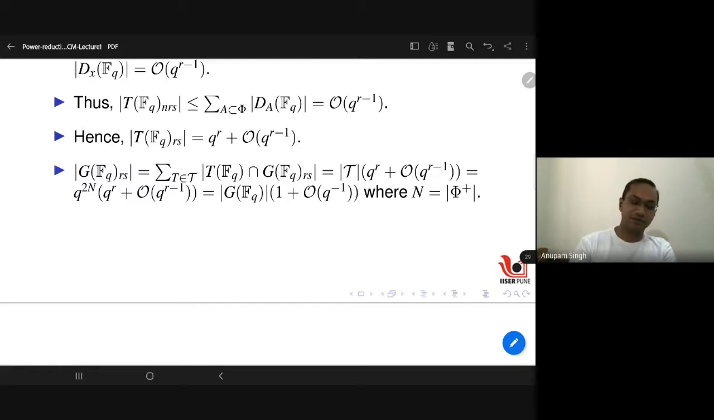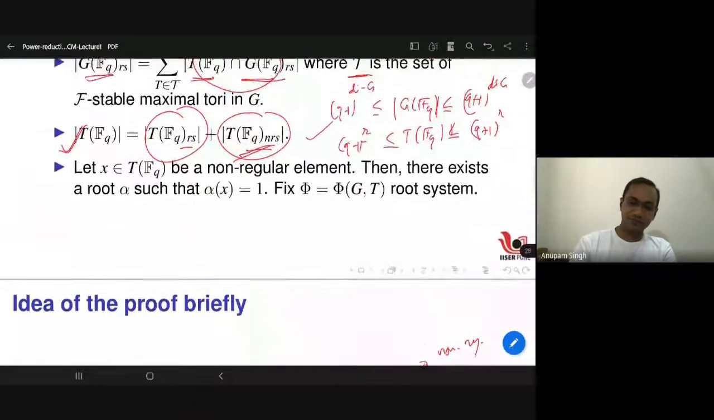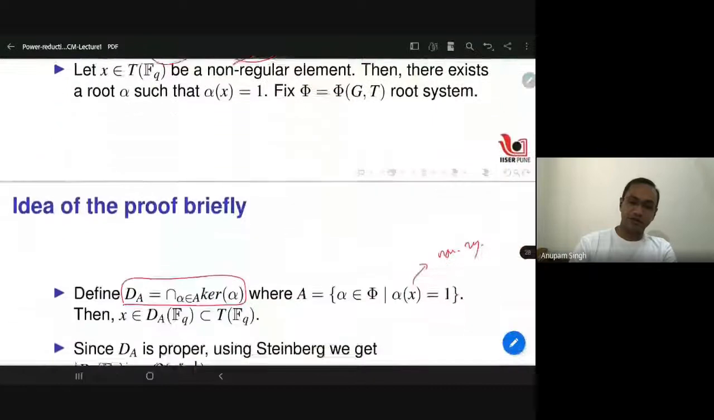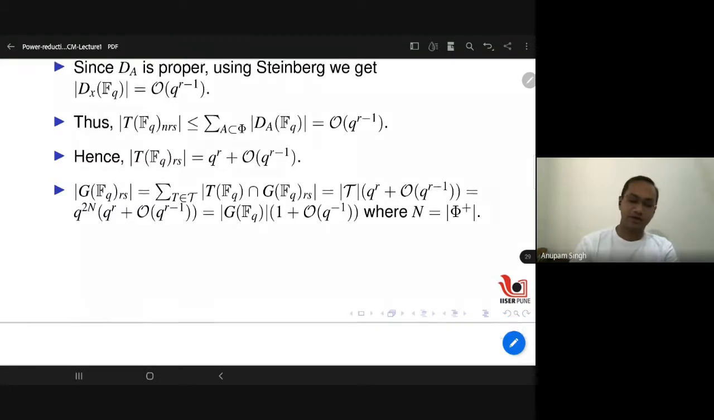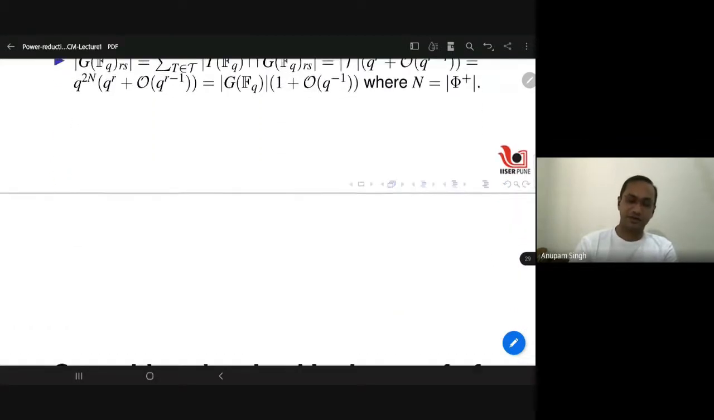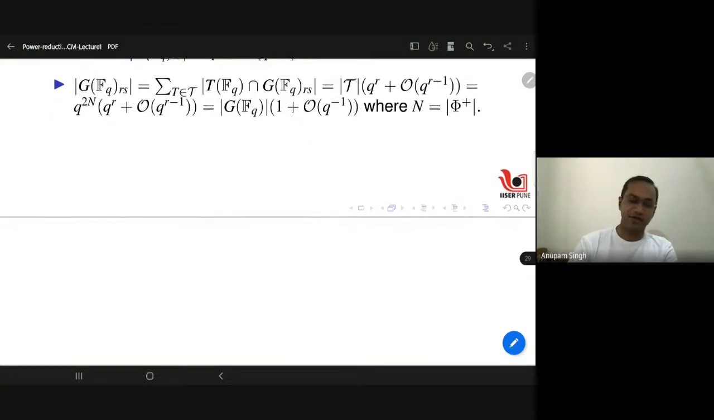The size of regular semisimple elements is roughly of the order of the group G(F_q) plus something of order q^(-1). This is a very nice proof, and we use basically this strategy to prove the result for the power map and try to determine regular semisimple elements using this method.